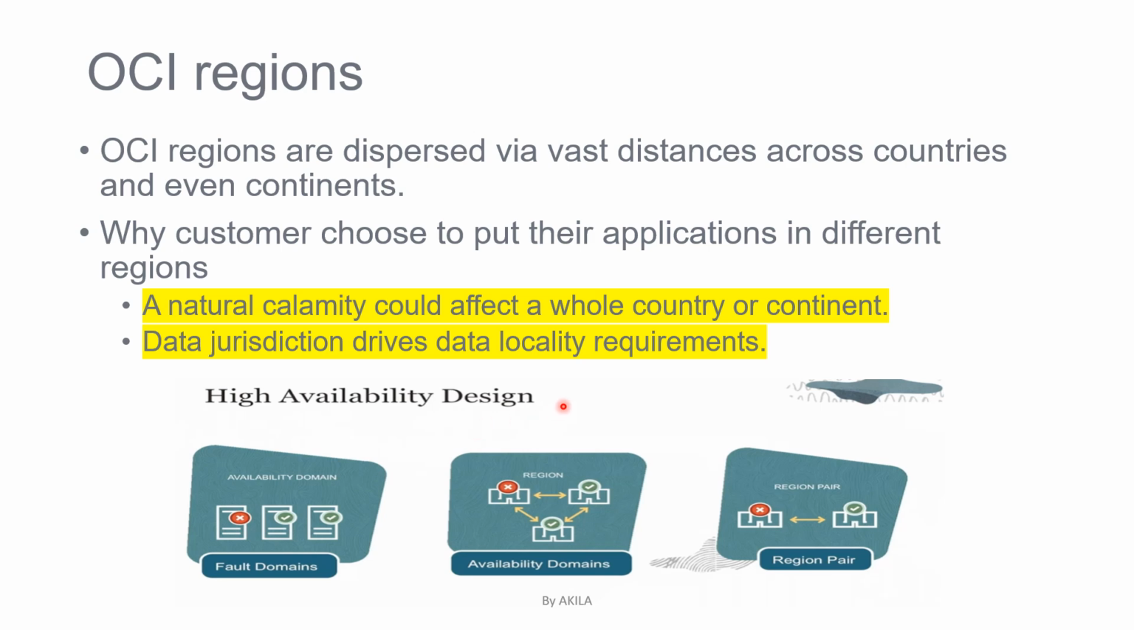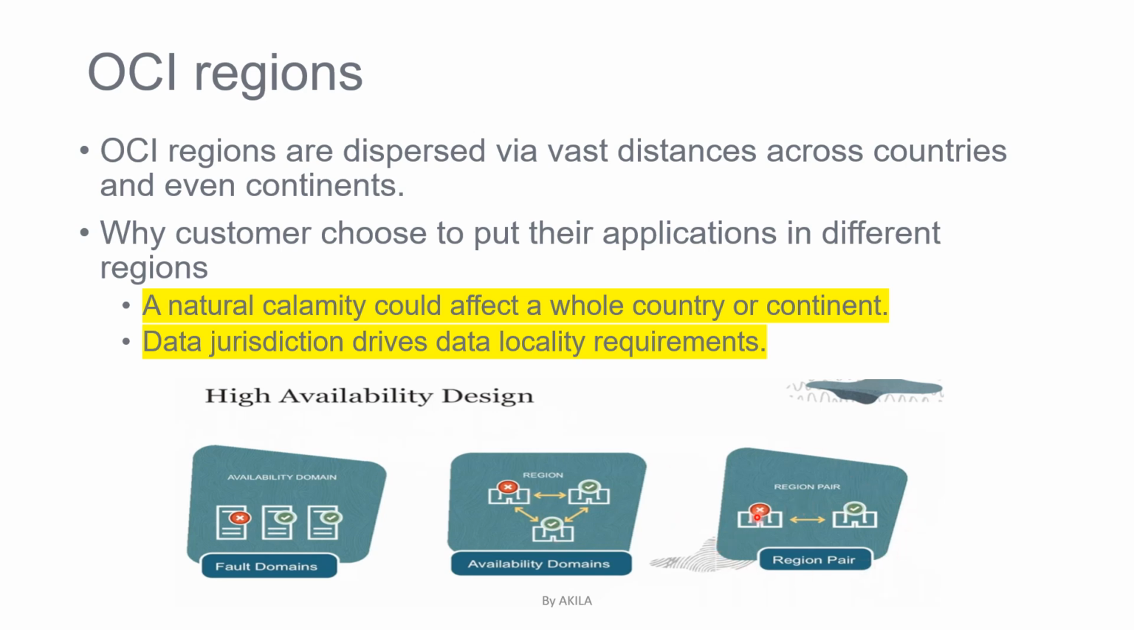So for that purpose, the OCA is mainly focused on high availability design. Within the availability domain (AD), there will be different kinds of fault domains. There should definitely be 3 fault domains (FD), and these connect with regions, and the regions should have a region pair within this.